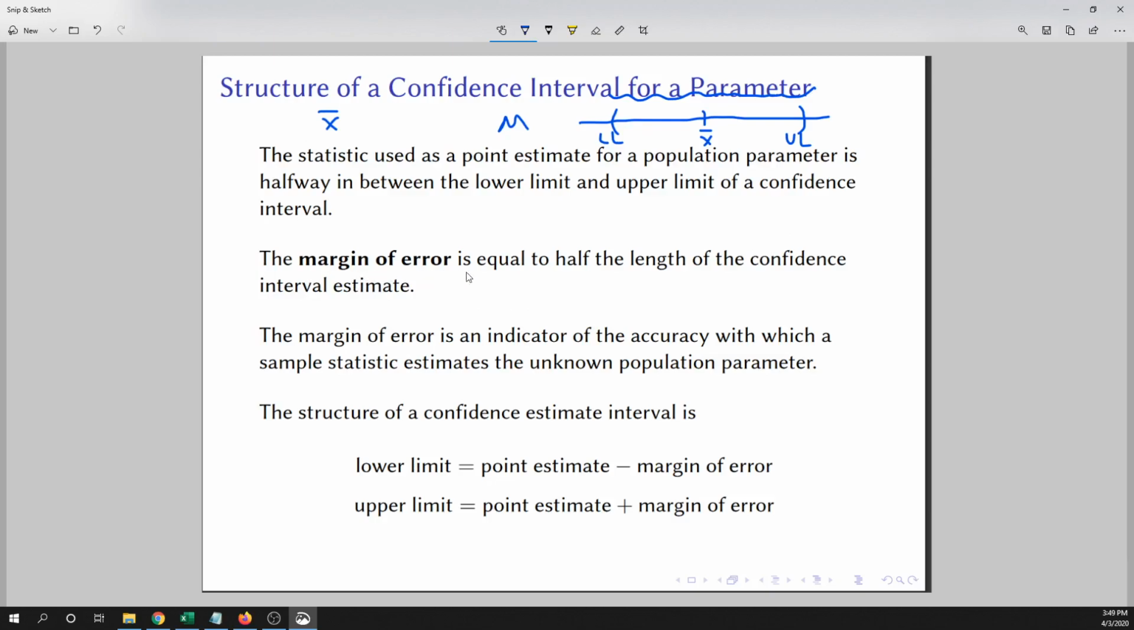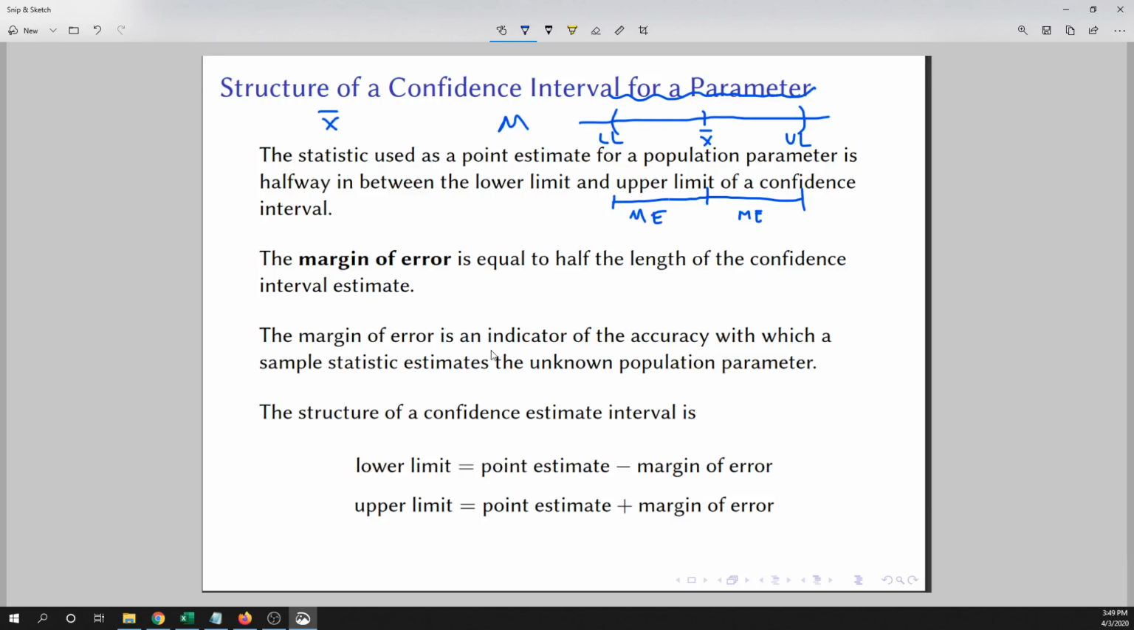So the margin of error, right, is defined to be half the length of the confidence interval estimate. So in other words, the distance from the lower limit to the sample mean is the margin of error. And that is also, if I take the distance from the sample mean to the upper limit of the confidence interval, that is also going to be the margin of error. Okay.